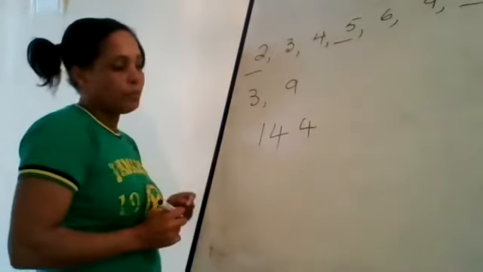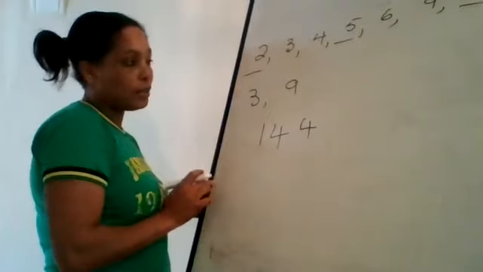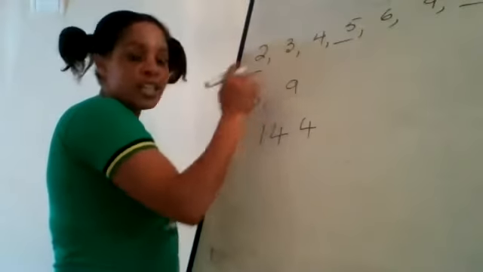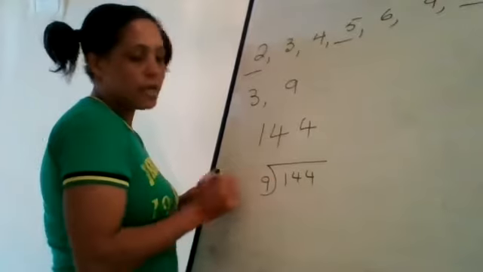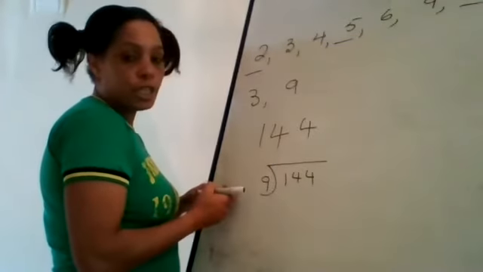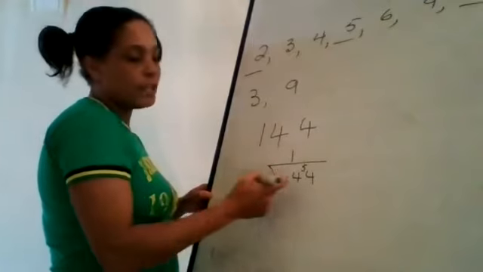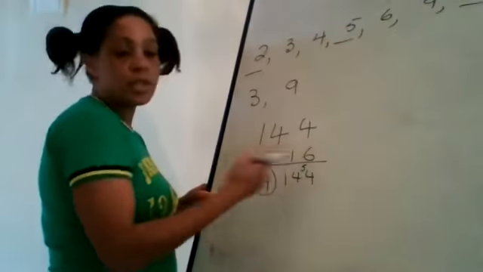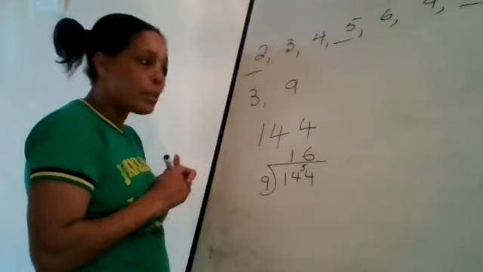So let's look at that. 4 and 1 is 5, 5 and 4 is 9. 9 is in the 9 times table, so we could look at that. 144 divided by 9. 9 into 14 is going to give me 1 time remainder 5. 9 into 54 is 6. Nothing is left over. So 9 can go into 144 without leaving a remainder.